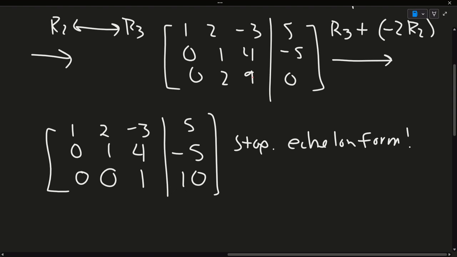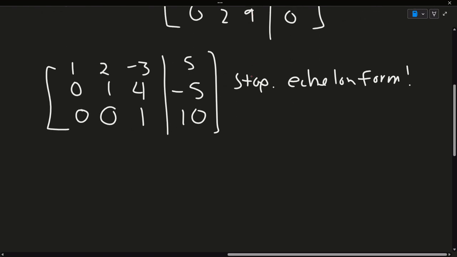If this matrix had had one more row on the bottom, that means the number of rows would exceed the number of columns, and that would give you a free variable, which means that there are infinite solutions, but we'll talk about that in another video.